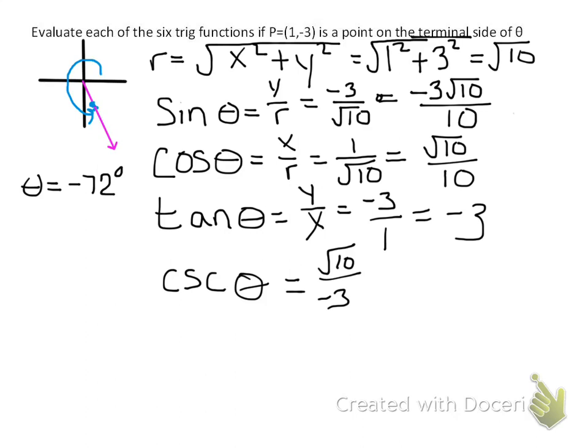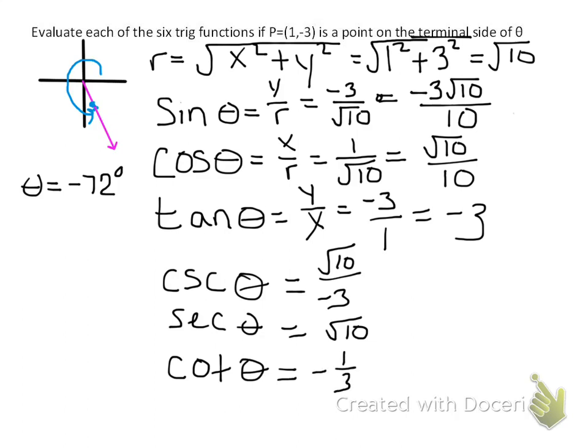So the reciprocal function for sine is cosecant. What's the reciprocal function for cosine? Secant. Perfect. And so secant theta, we come right here, it's just the square root of 10. And then cotangent theta is the reciprocal function for tangent. So it's going to be negative 1/3. Questions? All right, let's move on.